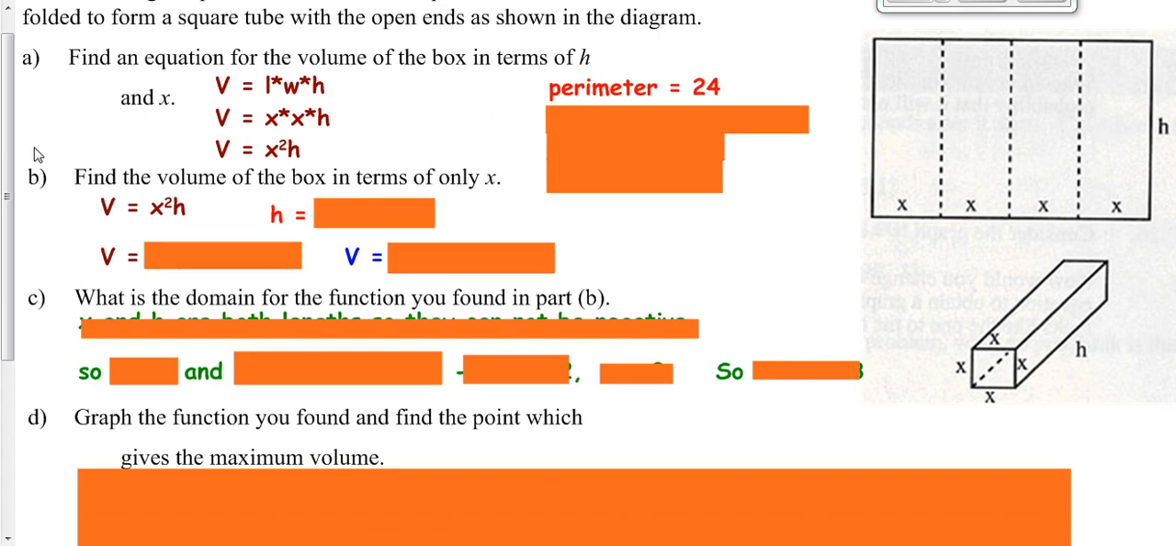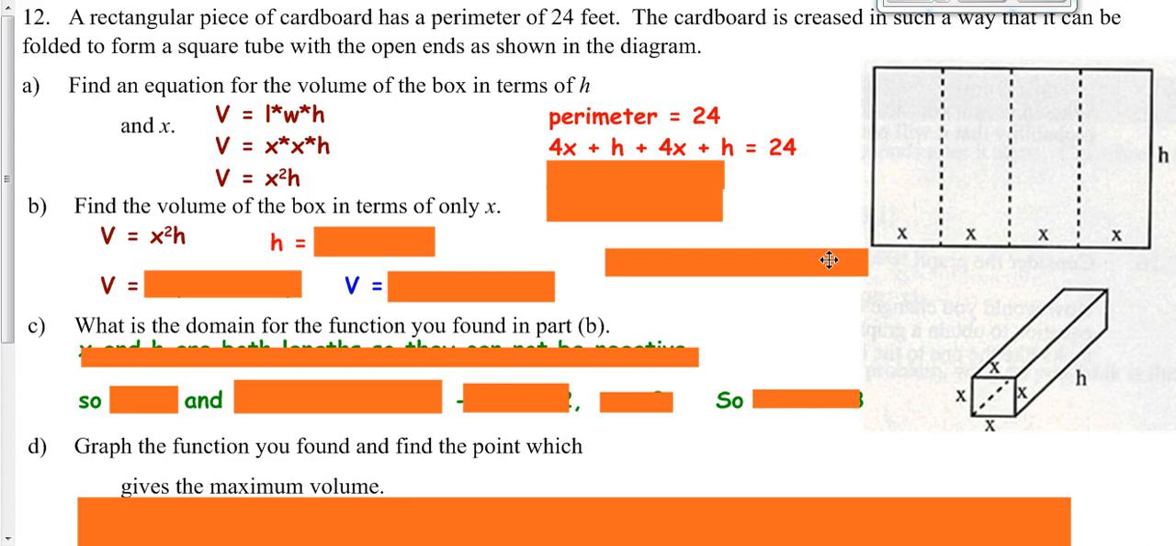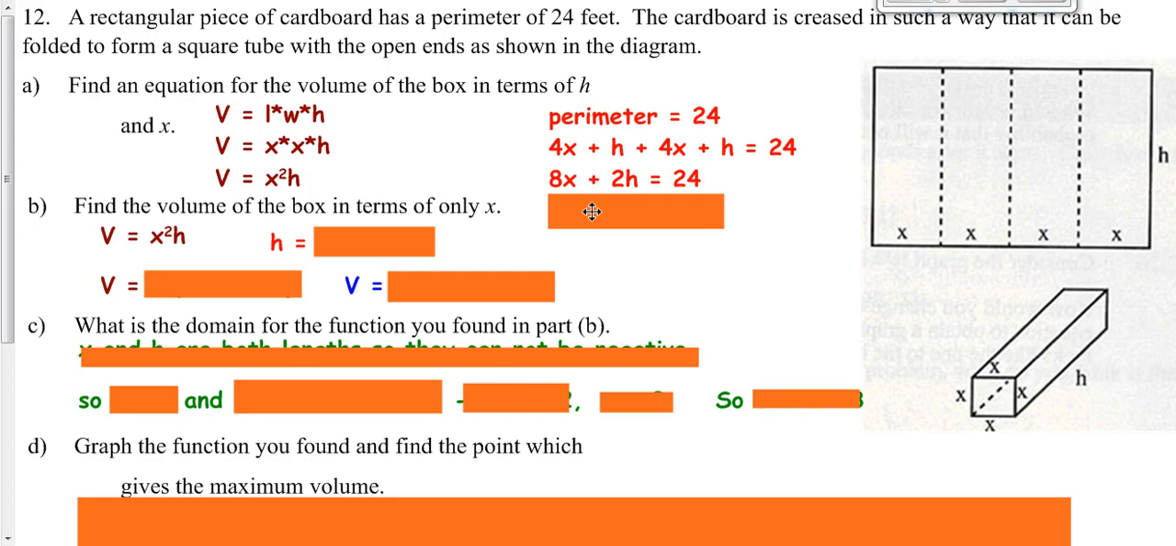Well, we have not used the whole idea of the 24 feet for our perimeter. We know our perimeter is 24 feet. Perimeter is the distance around your whole shape here. Well, this is a 4x. This is an h. Well, coming back across here would be another 4x. And then you'd have another h coming down this side. So if we go ahead and simplify this, we would get this here.